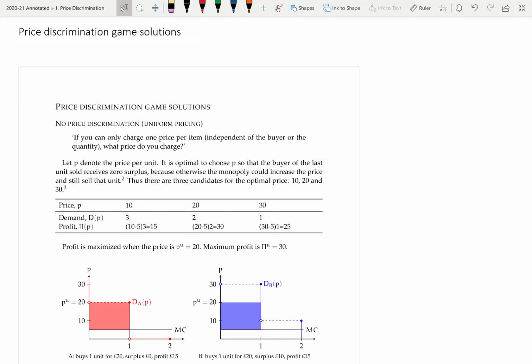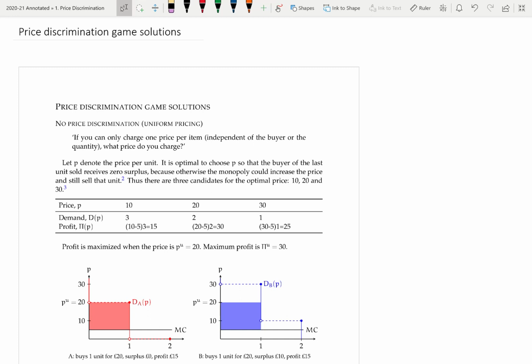In this video, I'll go through the optimal pricing in the price discrimination game. So we'll begin with the case where there's no price discrimination, uniform pricing. So in the game, you're asked if you can only charge one price per item, independent of the buyer or the quantity, what price do you charge?